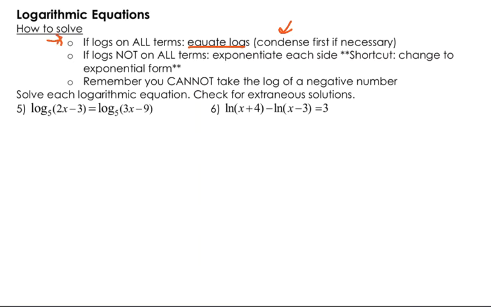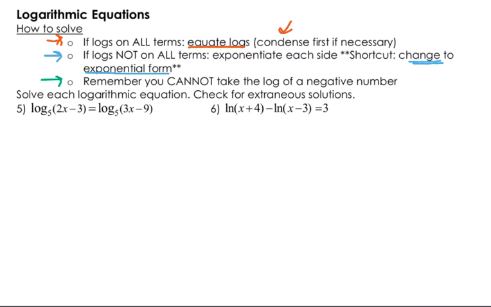If not everything has a log, so if you've got just some plain numbers, then what you're going to want to do is get all the logs together and change to exponential form. And finally, just remember that you cannot take the log of a negative number. So we might get ones that just don't work. Now let's try our first one here.